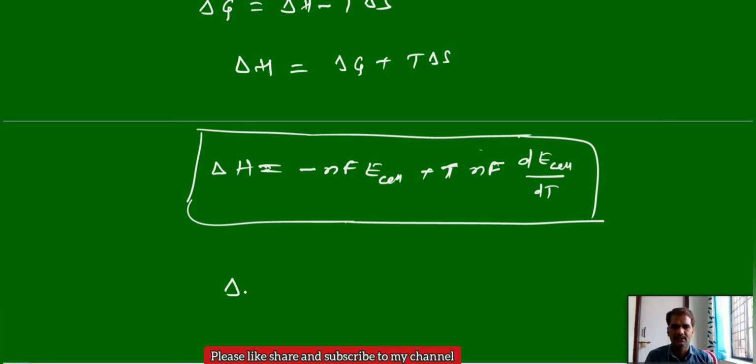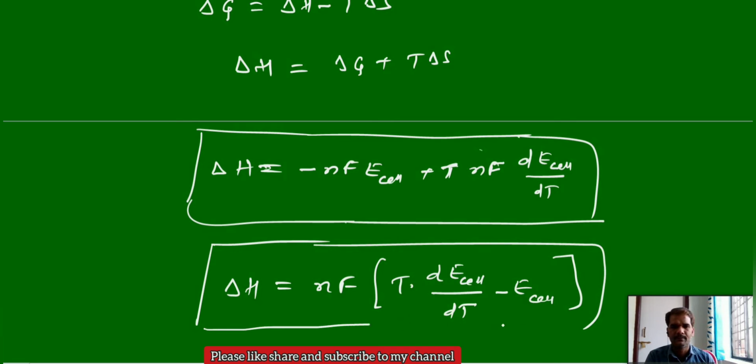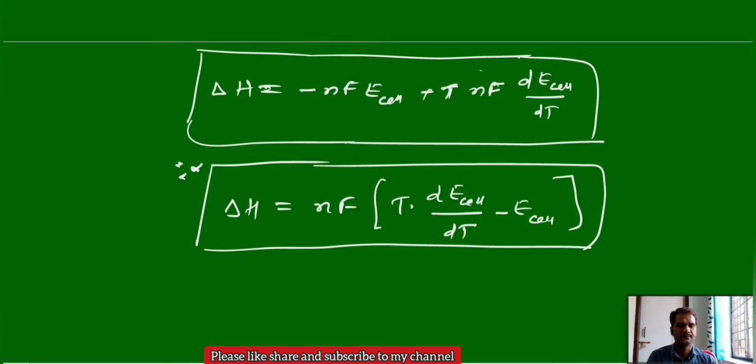Or we can write this further like this, and if you take nF common out, then this will become nF into T dE cell by dT minus E cell. This is a representation of enthalpy change. So entropy change, enthalpy change, and Gibbs free energy change.